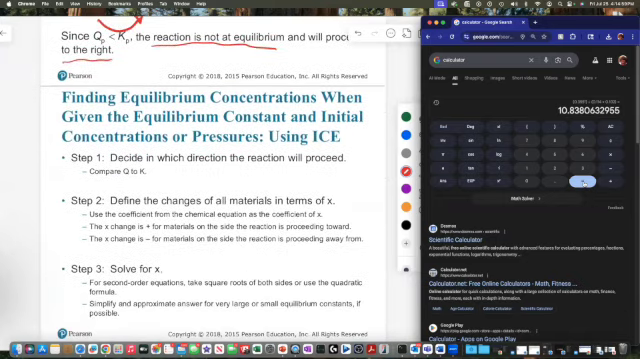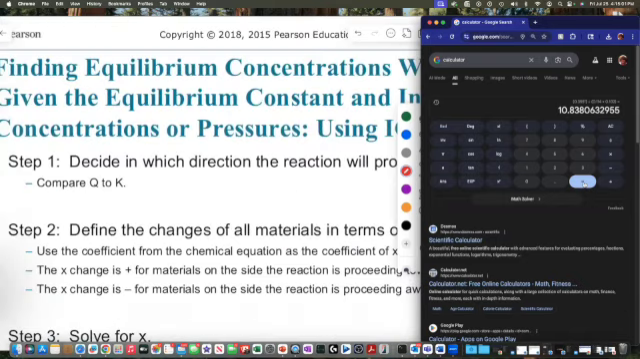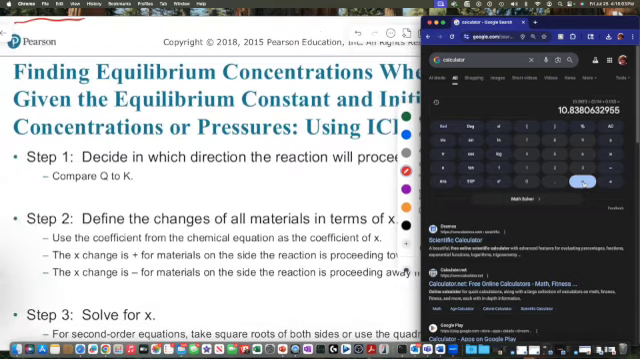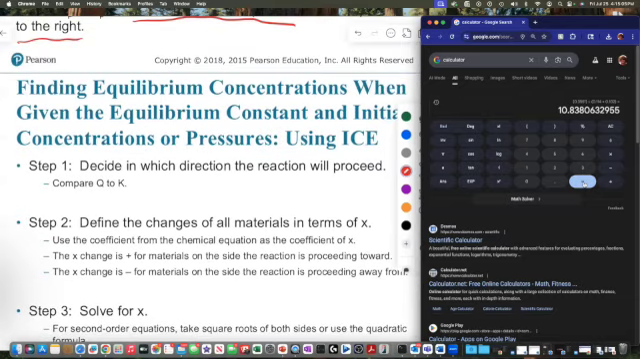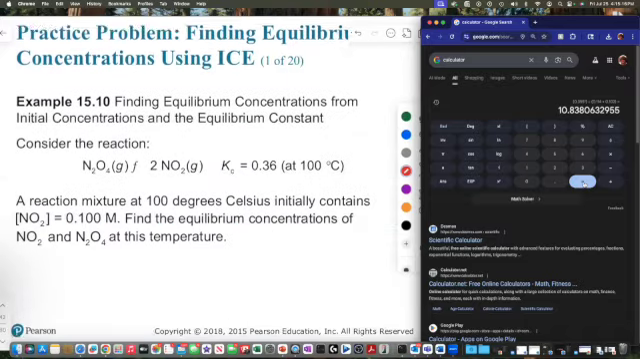And then we arrive at equilibrium. Okay. For this part here, we're trying to find equilibrium concentrations when given the equilibrium constant and initial concentrations or pressures, using ICE. I won't read those directions. I'll just show you how to apply the directions.